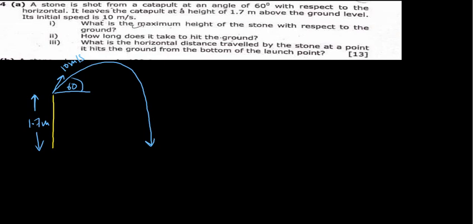Now that you have got all this information, the first question is saying what is the maximum height of the stone with respect to the ground. So with respect to the ground, it's the very bottom there. What is the maximum height that the stone is going to reach? Before we get to find that, we need to first find this height here, the maximum height that the stone is going to go.